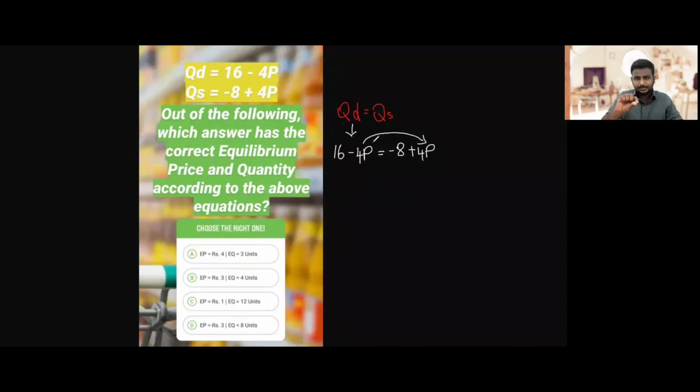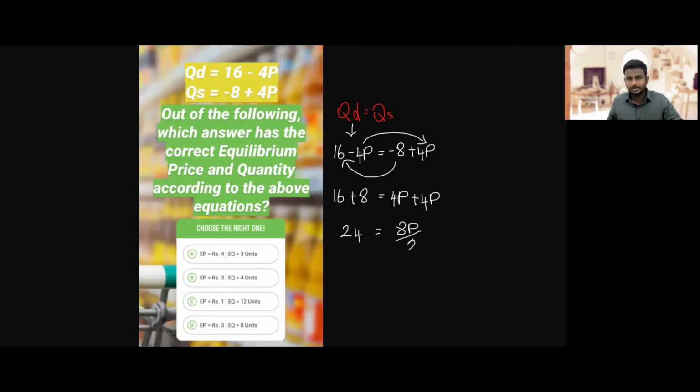So when you bring this minus 4P to the other side of the equation, this minus 4 will become a plus 4. You do the same to this minus 8 also. When it comes to the other side, it will become a plus 8. So 16 plus 8 equals 4P. When this P comes to this side, again, it's going to be a plus 4P. So 8P equals 24.